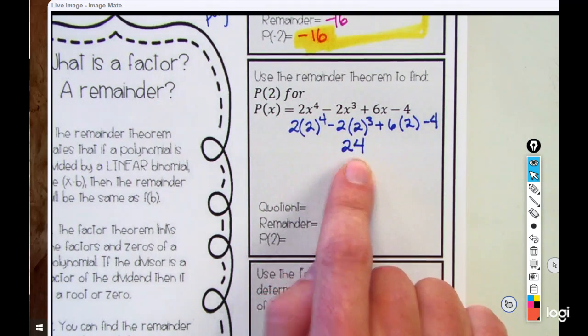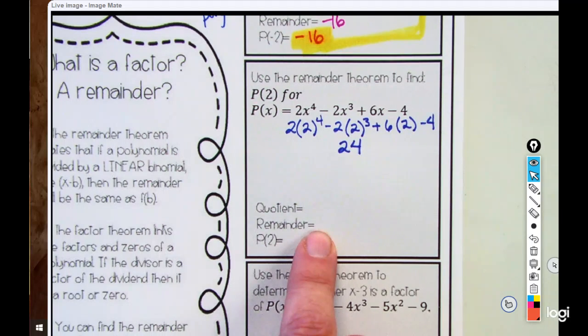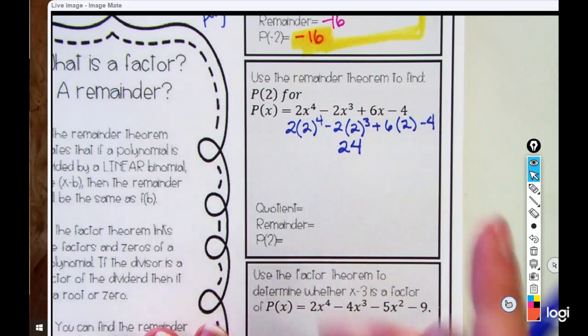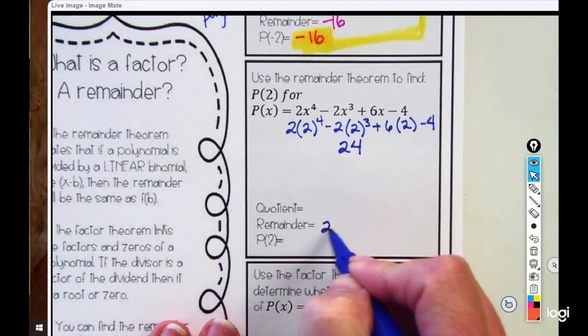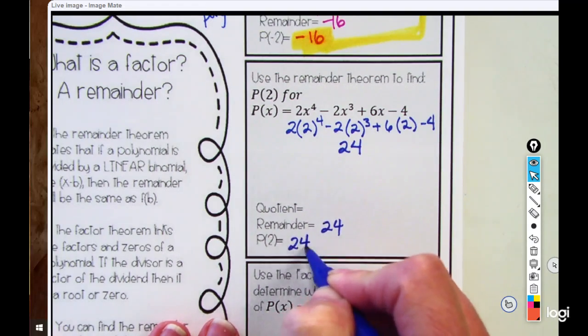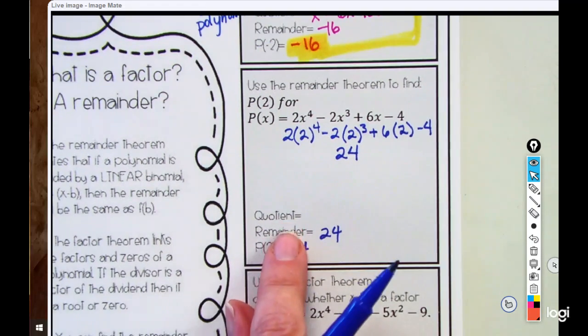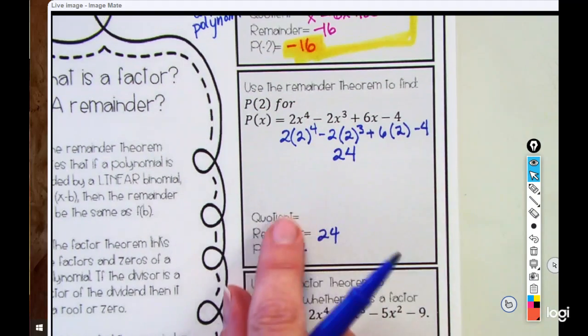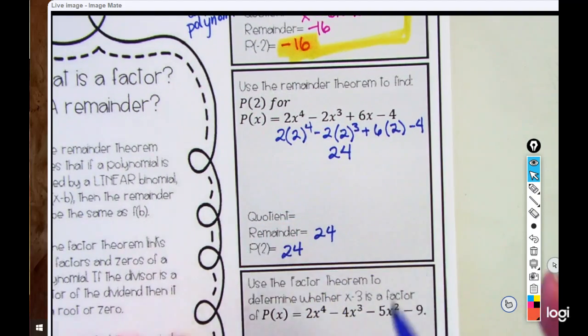Because I told you it's not a coincidence, what do you know the remainder is if I were to divide by x minus 2? What would my remainder be? 24. Now, I teach you both methods. I teach you this method and this method because we need this quotient so often.